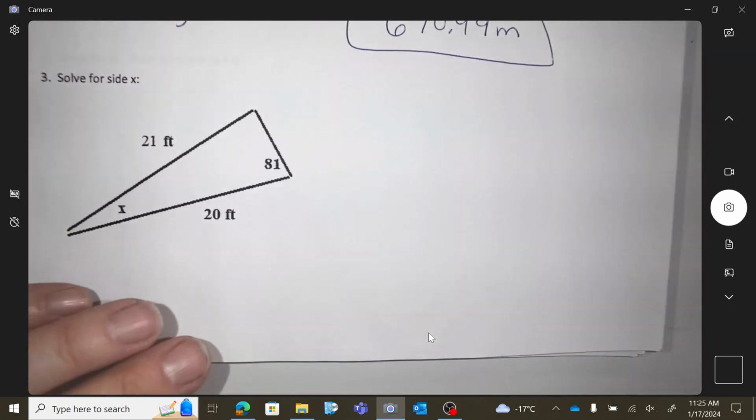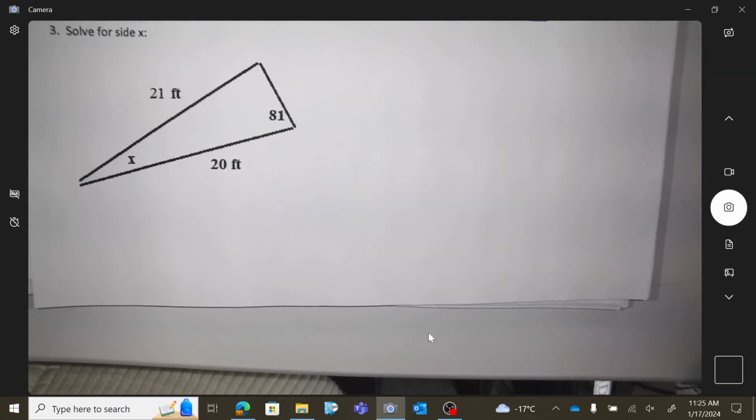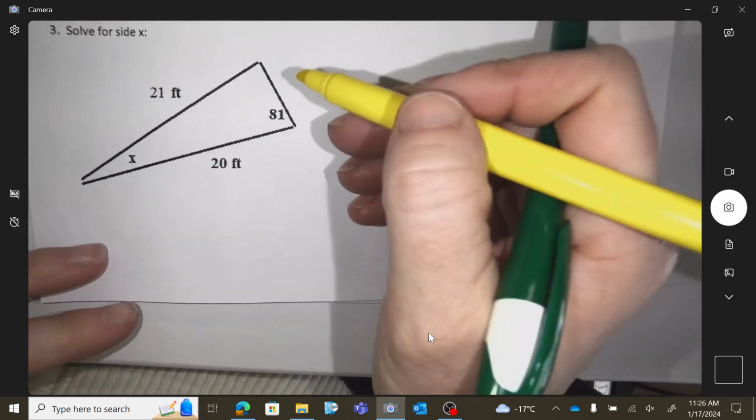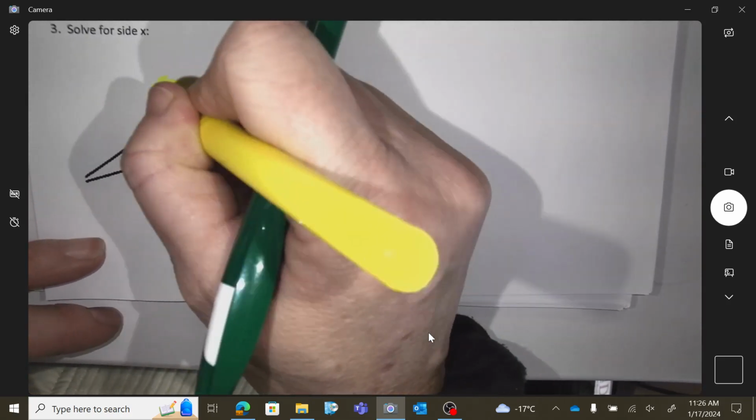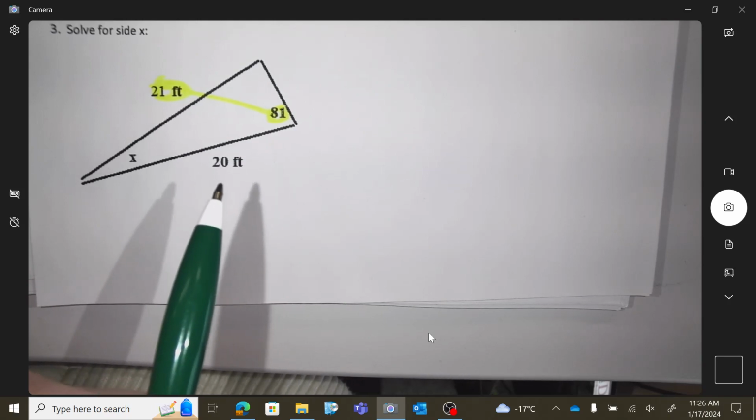Solve for side x. So what am I doing? I'm checking over. Do I have pairs, SAS, or triple S? Those are my 3 ideas. Do you have pairs, SAS, or triple S? The only thing I can see is a pair. So I'm going to do sine law.